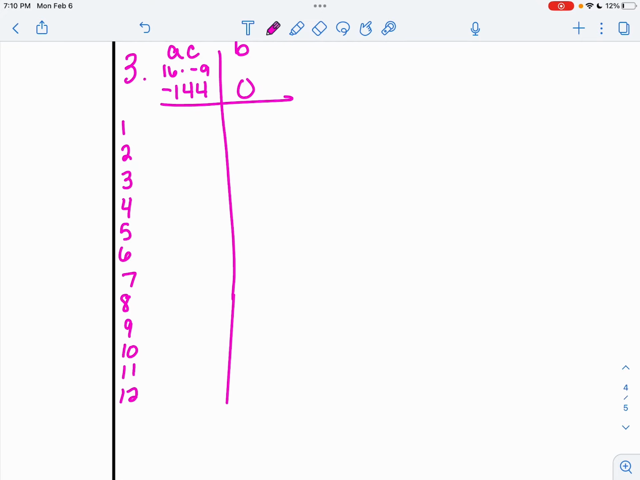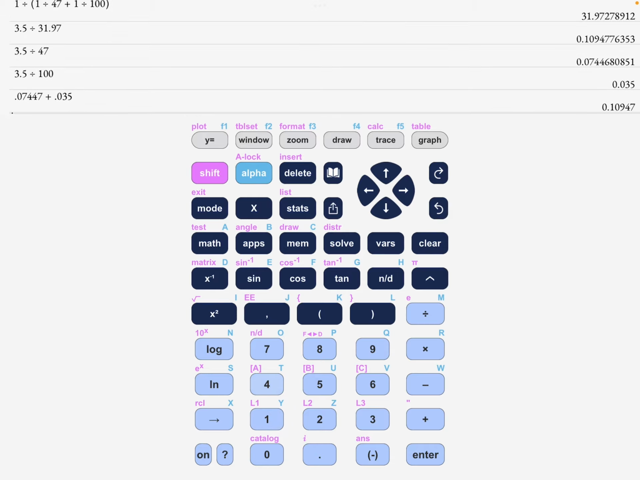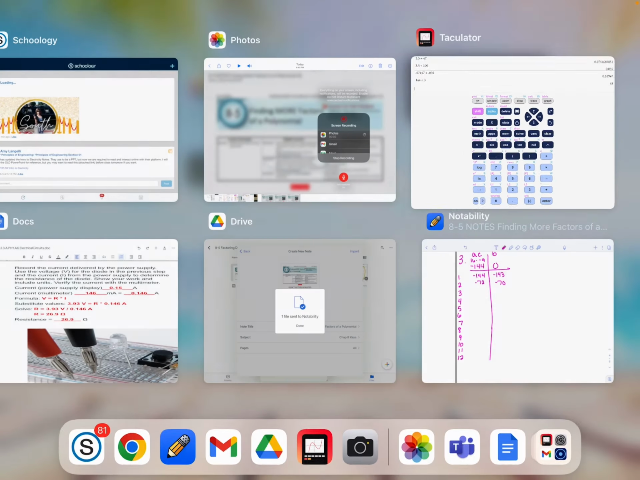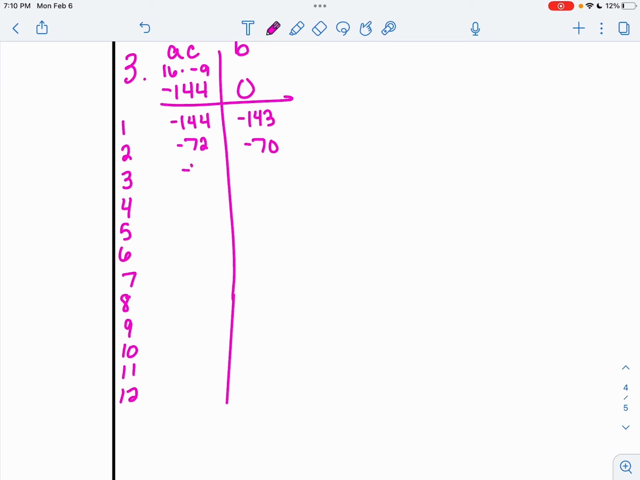Now, that's a lot of numbers. If you divide by 1, let's just do a couple to prove that it's not those. If you divide by 1, you get negative 144, and if you add, you get negative 143, which is certainly not 0. If you divide by 2, you get negative 72, which if you add is negative 70, not 0. If you divide by 3, you get negative 48, and if you add, you get negative 45. But who cares because it's not 0.